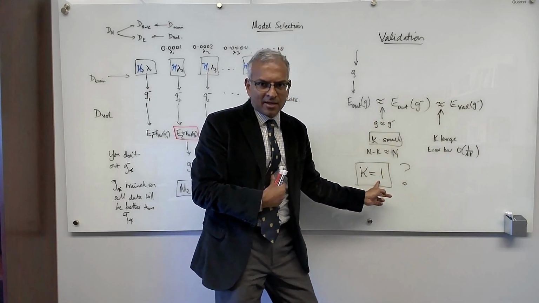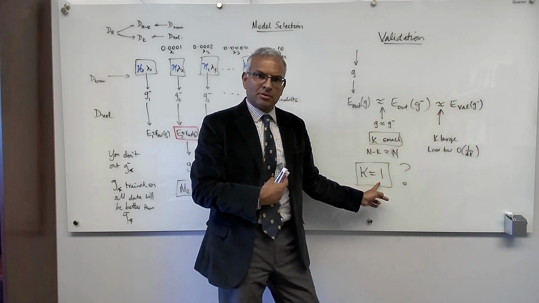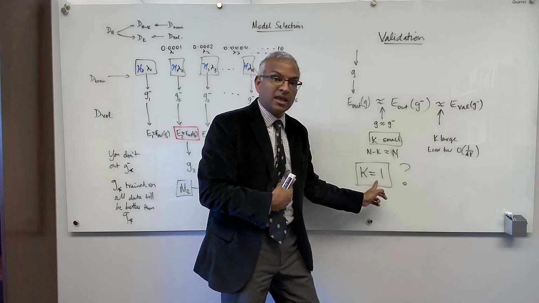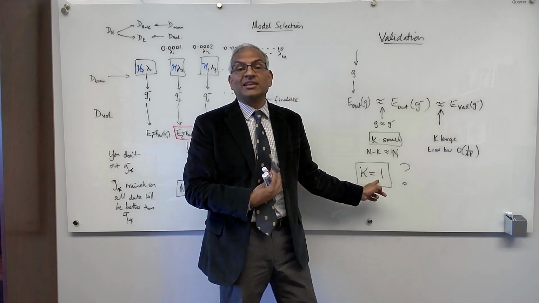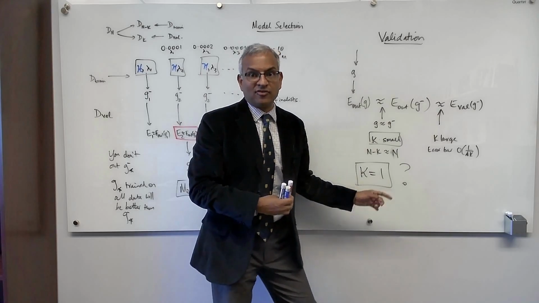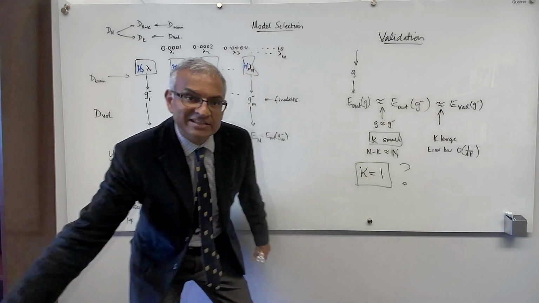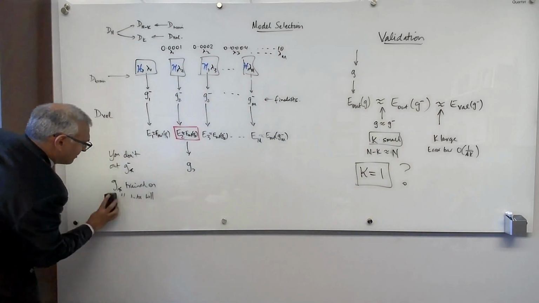And so when we come back, I'll show you a method for having our cake and eating it, that is, setting K equal to 1, and that's called cross-validation, the queen of validation techniques. Okay, so let's erase, come back, and talk about cross-validation.